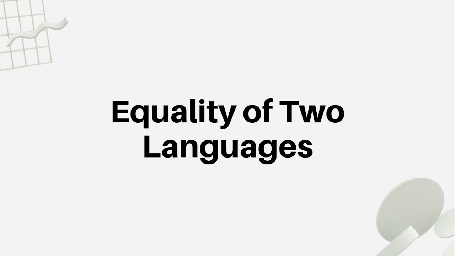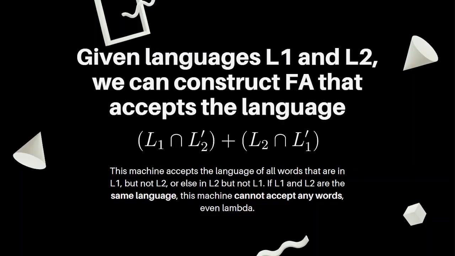Good thing, there is a way to do that. For us to get the equality of two languages, we have this. This is mainly for FA, but with Kleene's theorem, every FA has an equivalent RE, and every RE has an equivalent FA. So with that, this can be used for both FA and RE. Given languages L1 and L2, we can construct an FA that accepts the language: the intersection of L1 and the complement of L2, plus the intersection of L2 and the complement of L1.